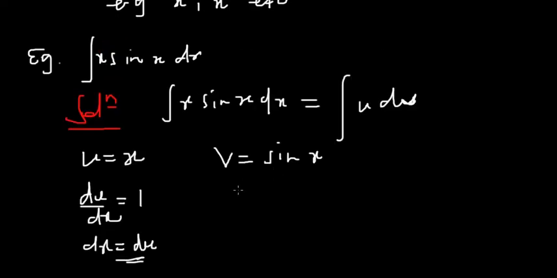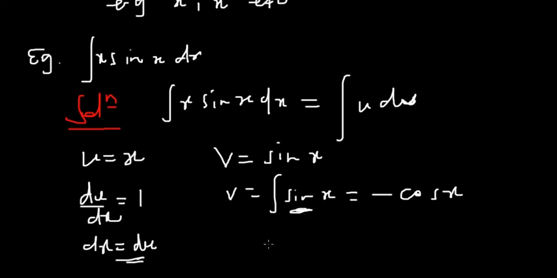Right, now after that you have to take the integral of the v. So for the u you just have to differentiate, and for the v you take the integral. So let's take the integral of this function. When you integrate sine x, you end up with minus cos x. You need to know these trigonometric integral functions. Once you know them, these integrals will be a bit easier for you.